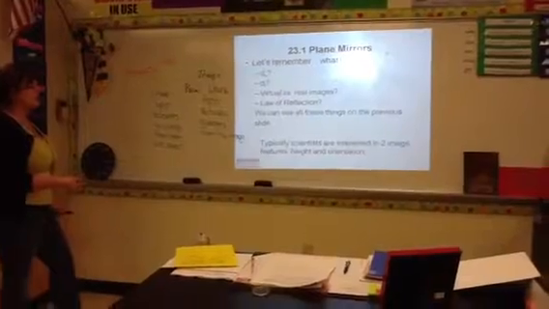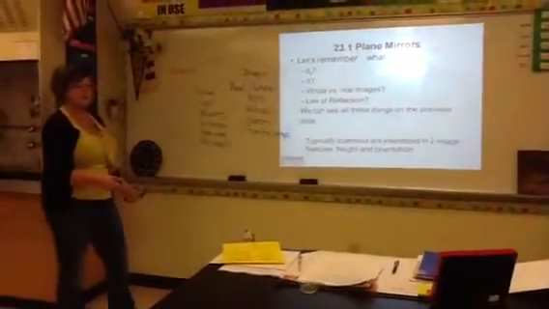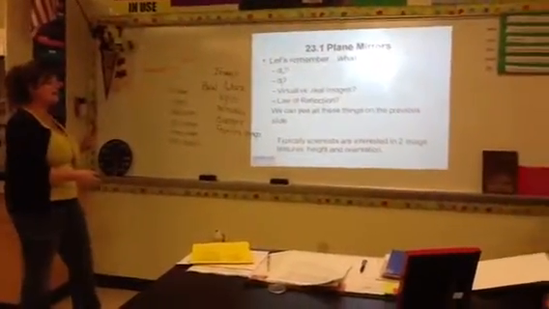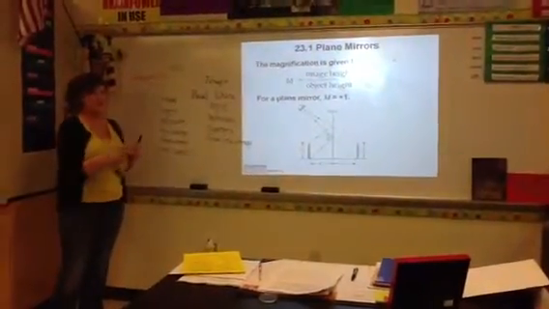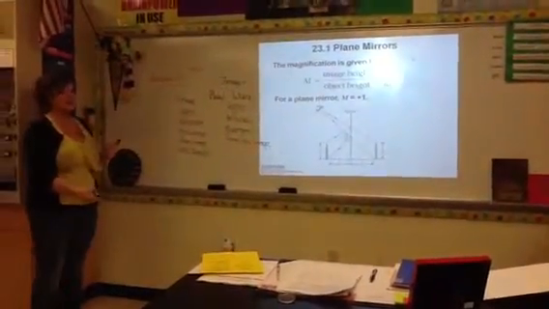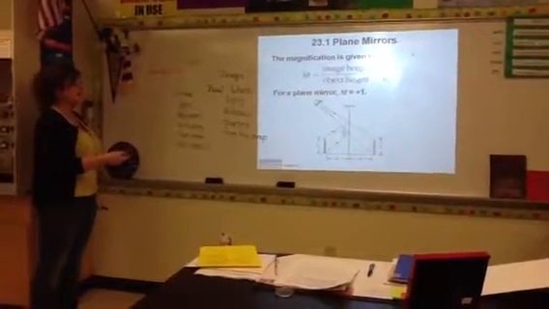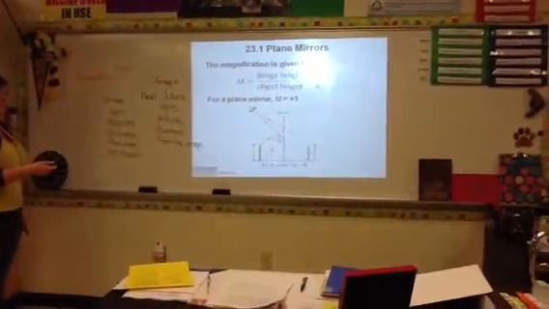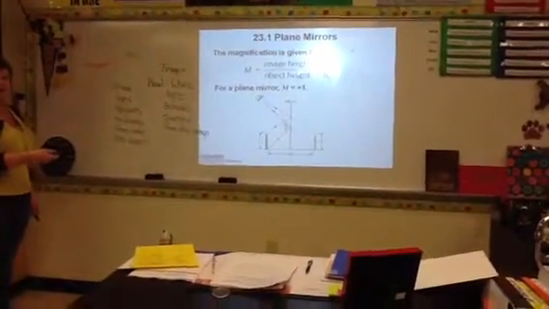Okay, last thing on this slide. Typically scientists are interested in two image features: height and orientation. We can find both of those things by something that we call the magnification equation, or just magnification. And we know that that's going to be image height over object height. So we have HI, which stands for the height of the image, over HO, which stands for the height of the object.